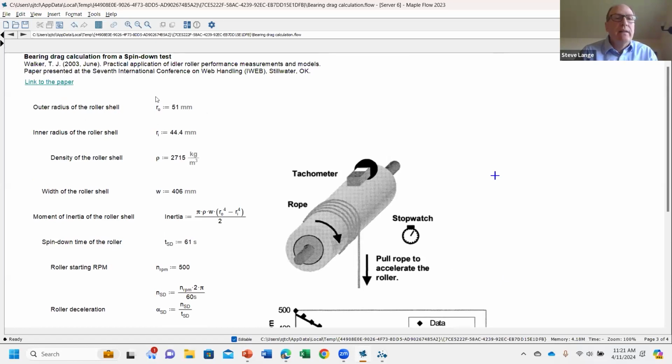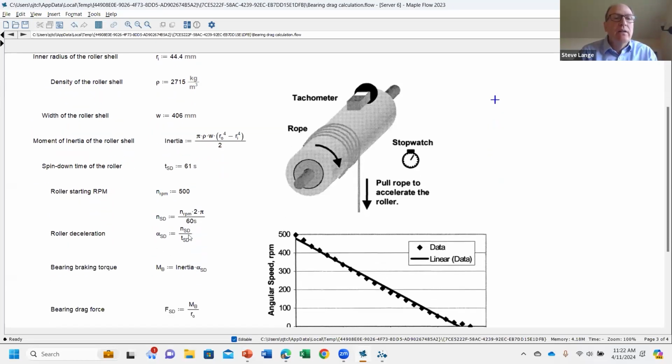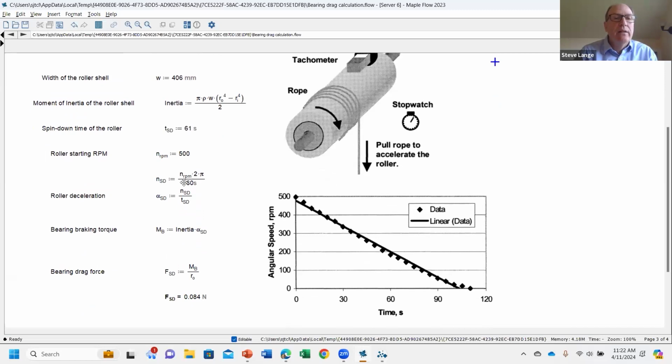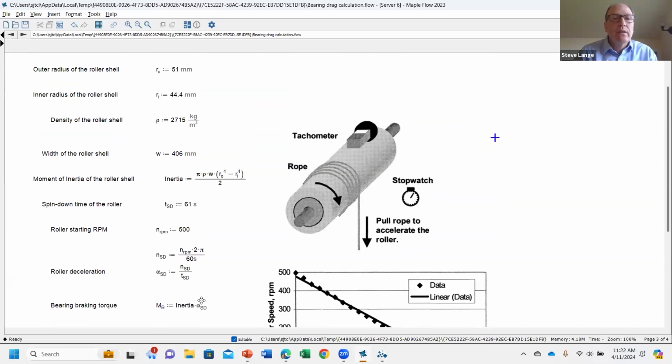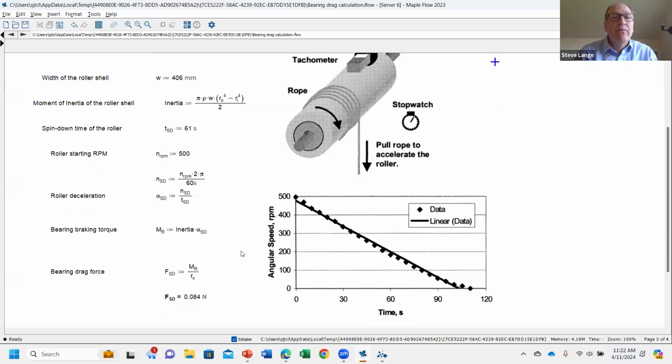So if you know things like the outer radius of the roller, the inner radius of the roller shell, the density of the material used in that shell, and the width of the shell, you can calculate the inertia. You know the spin down time from your data. You know the initial RPM. You can then calculate this roller deceleration, and the bearing torque is this inertia times the acceleration, and so forth. You can end up with then what is this bearing drag torque, or sorry, bearing drag force.